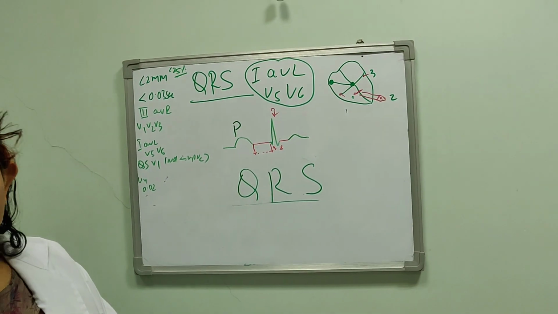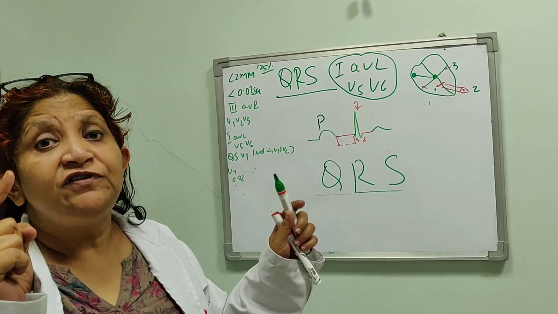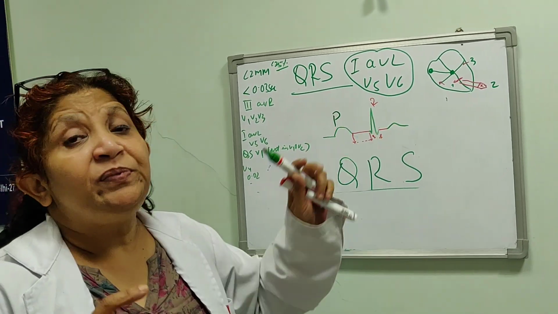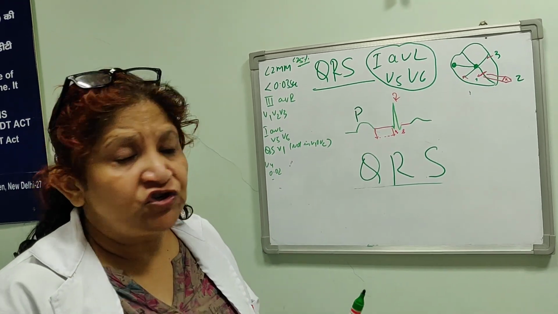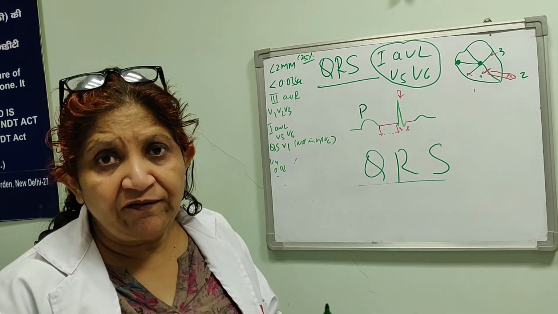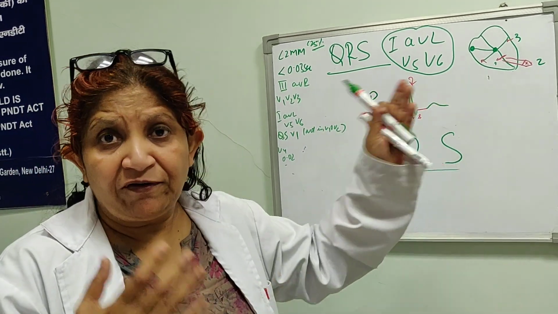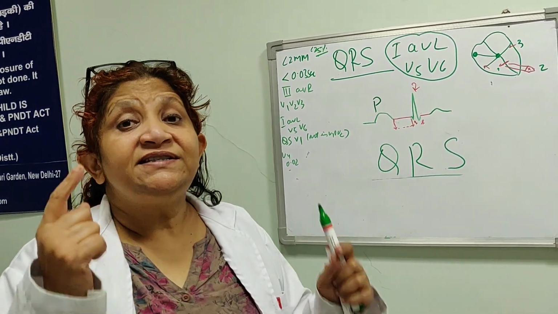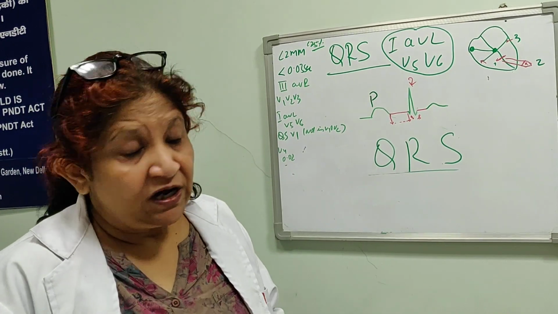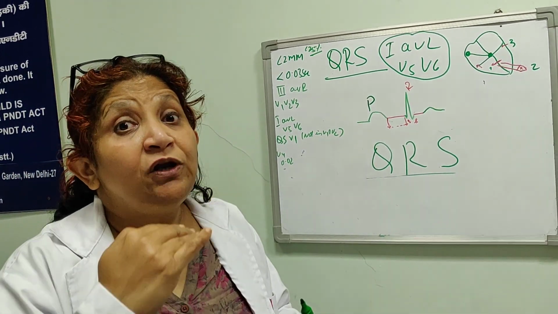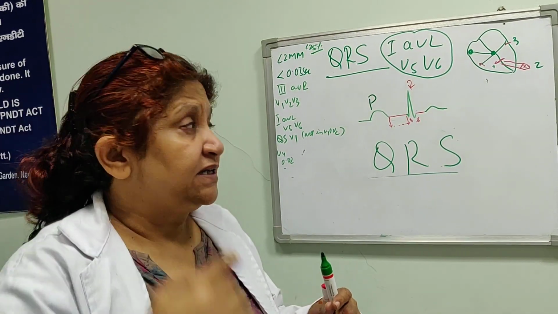in the QRS complex, the Q wave is the first negative deflection after the P wave. The R wave is a positive deflection after the Q wave if it is present; if it is not present, after the P wave. The S wave is the second negative deflection after the R wave. Negative means it should go below the baseline. Positive means it should go above the baseline.